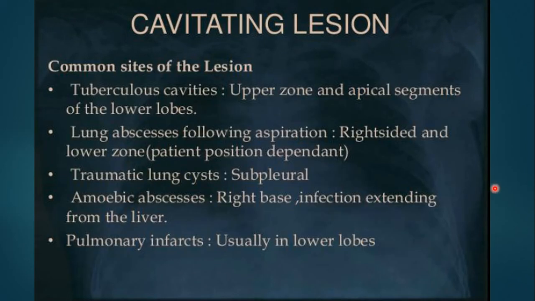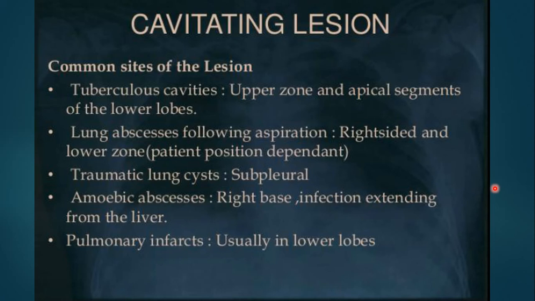Now, as we said previously, each abnormality has a common site or a part of the lung that is more commonly involved with this abnormality. So the location of the lesion is a very important parameter in narrowing our differential diagnosis. For example, tuberculosis cavities are more in the upper part of the lung, that is the upper lung zone, the lung apex and the apical segment of the lower lobes. Even in the lower lobes, it goes into the apical segment.